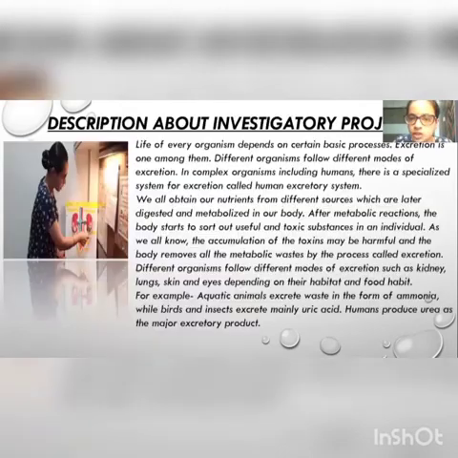Then, the description of the investigatory project. I'll explain this investigatory project, which is based on the excretory system and its function. The life of every organism depends on certain basic processes, and excretion is one of them. Different organisms follow different modes of excretion, right? So life is dependent on a basic process, that is excretion.